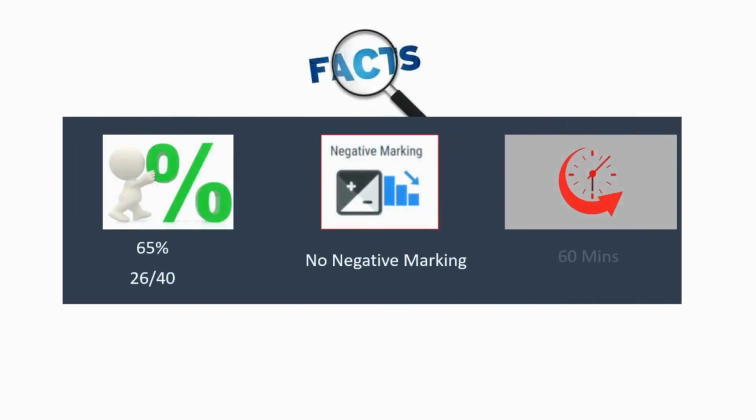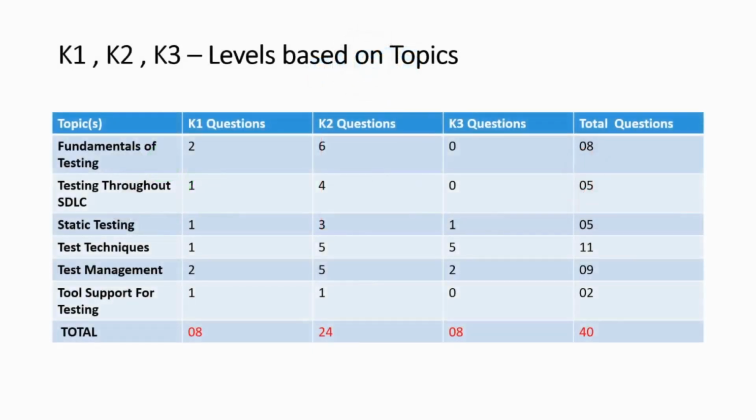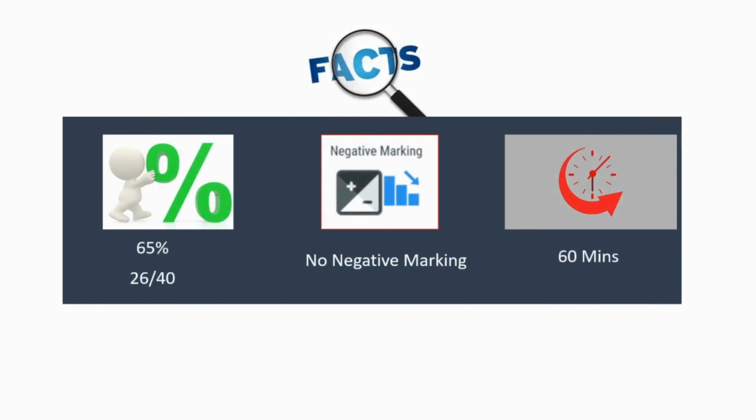Now some facts. What is the pass percentage for passing this foundation level exam? The pass percentage is 65. There will be 40 questions in total, as you have already seen in the previous slide. Out of those 40 questions, to pass this exam you have to score at least 26 correct. Every question carries 1 mark. There is no negative marking, and 60 minutes are provided for this examination.